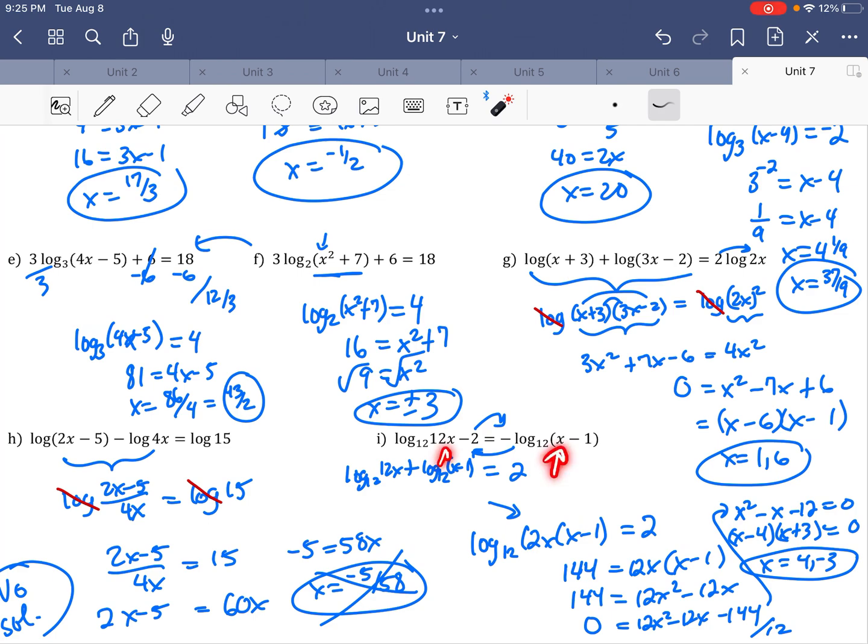But, check, putting a 4 here is fine. But negative 3 here is no good. It makes this expression negative. So I will not keep the negative 3. X equals 4 is my only answer.